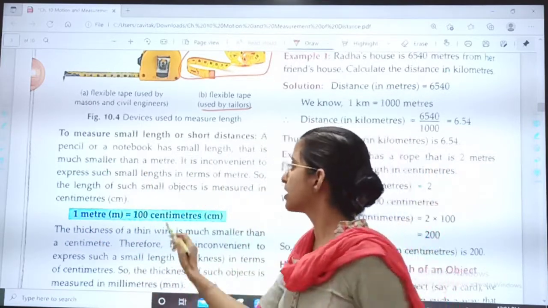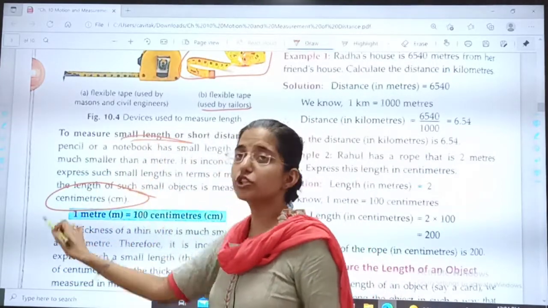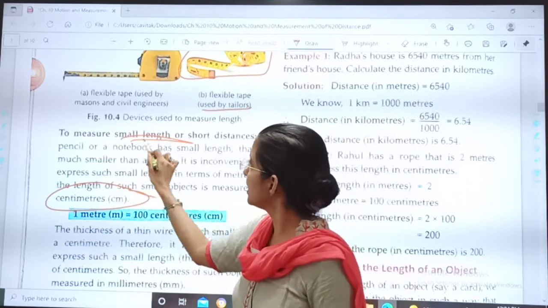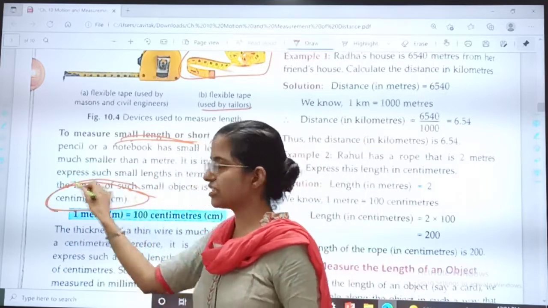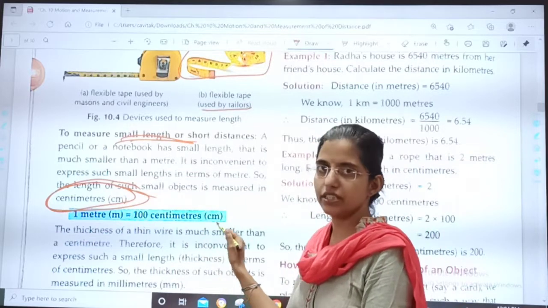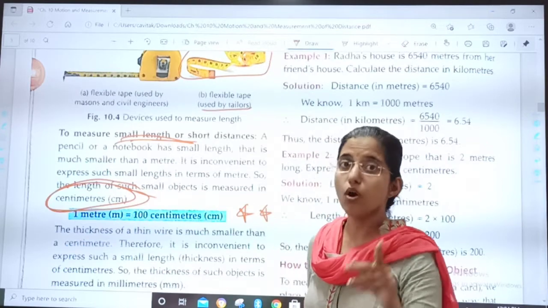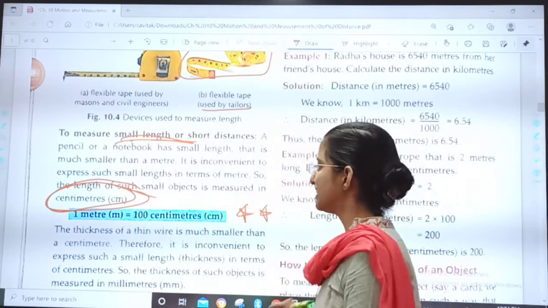So हम क्या use करते हैं? We use centimeter. To measure small length, we use centimeter. Underline small length and circle centimeter. And 1 meter is equal to 100 centimeter. This is also very important. 1 meter is equal to 100 centimeter.